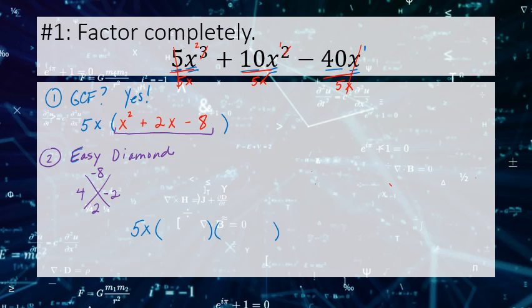So what there is written in red is going to turn into the parentheses x plus 4, x minus 2. Now it doesn't matter if you write x plus 4 as your first set of parentheses or your second set of parentheses. The answer is the same either way. So my final answer would be the 5x that we took out, and then the x plus 4, x minus 2.